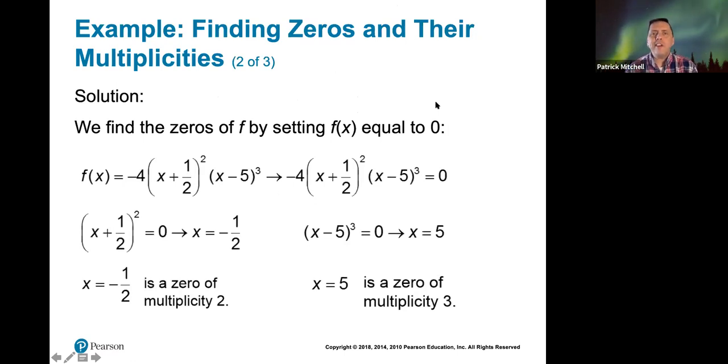Okay, so we find the zeros of f by setting f of x equal to 0. If -4 times (x plus 1/2) squared times (x minus 5) cubed is equal to 0, that must mean that either (x plus 1/2) squared is 0, which means x is -1/2, or it means (x minus 5) cubed is 0, which means x equals 5. x equals -1/2 is a 0 of multiplicity 2. x equals 5 is a 0 of multiplicity 3.